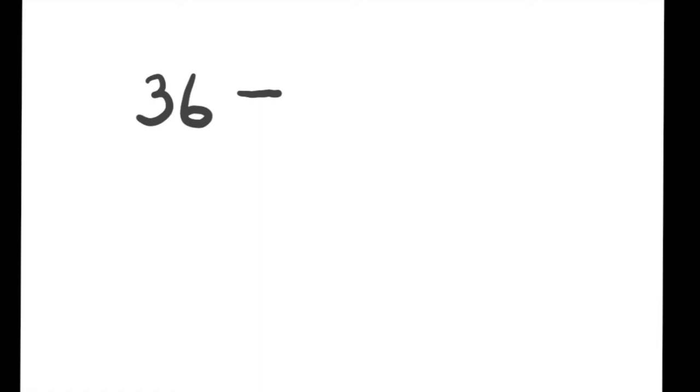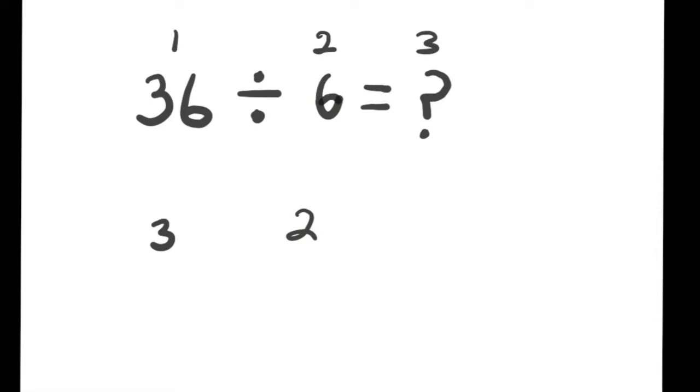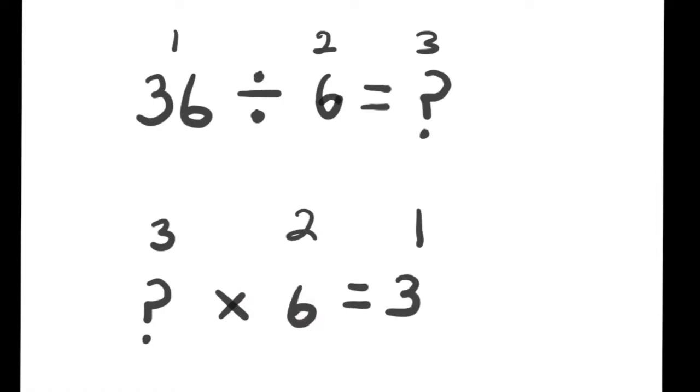All right, in this example, we have 36. We're going to divide that by 6 equals our unknown quantity. Once again, we reverse the order. We have our unknown quantity, reverse the sign, times 6 equals 36.